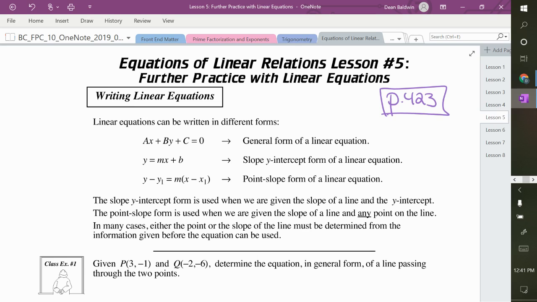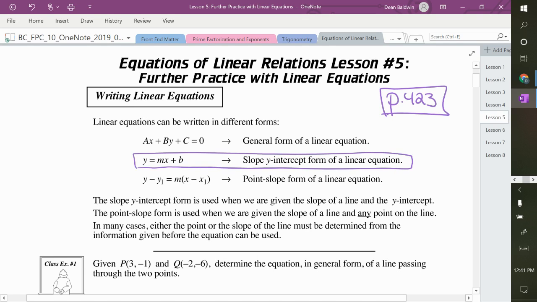So we have three forms of the equation of a line here. We first learned y is equal to mx plus b, which gives you your y-intercept and your slope. Then we learned y minus y1 is equal to m(x minus x1), which is if you have the slope and you know a point. And then yesterday, we learned standard form.